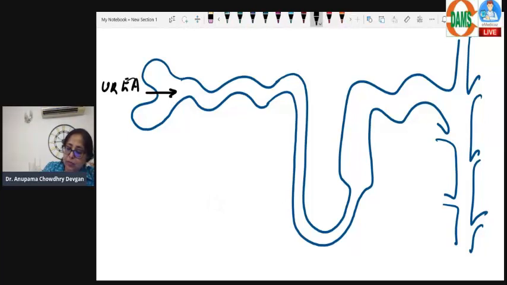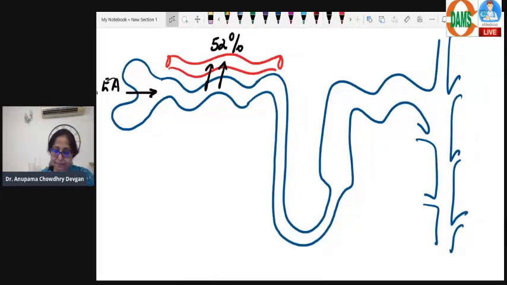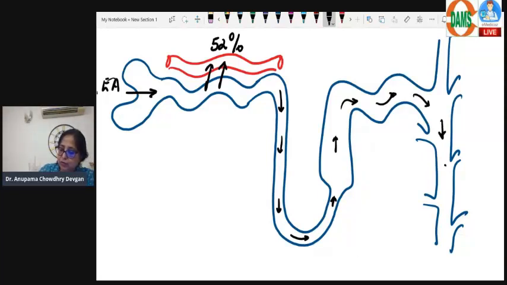Now, 52% of the urea will be reabsorbed in the PCT. It goes back into the blood. Please remember, this is not what is responsible for medullary interstitial osmolality. After this, there is no reabsorption of urea anywhere, but there is going to be reabsorption of water.